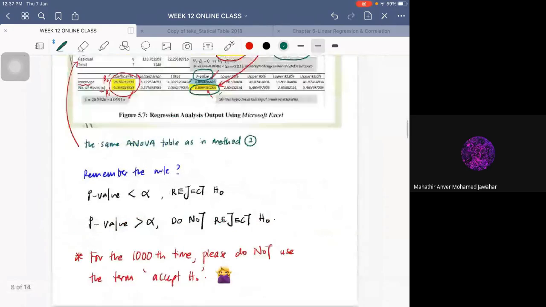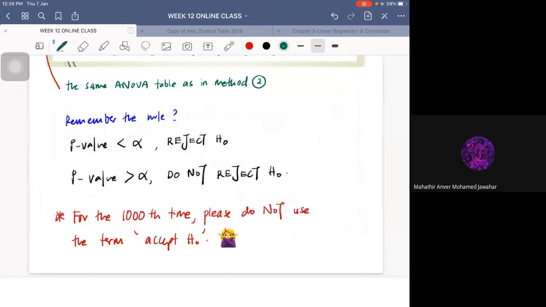And if you remember the rule, what is the rule for using the p-value? When you have a p-value that is less than alpha, you're going to reject H null. When you have a p-value which is greater than alpha, you do not reject H null.